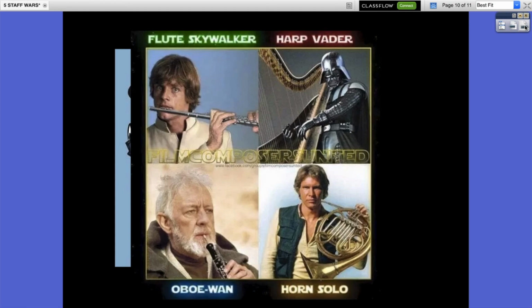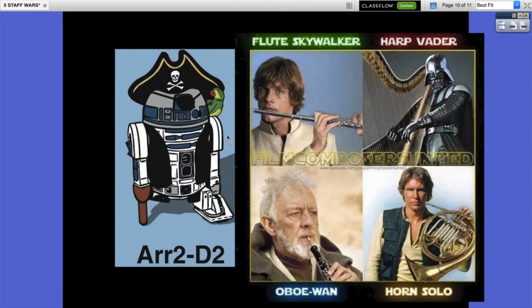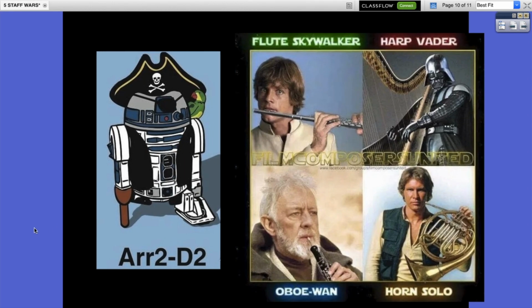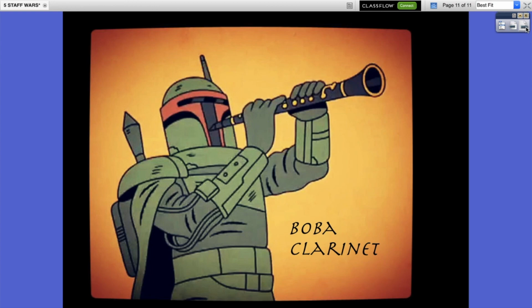Favorites. First, we've got Flute Skywalker instead of Luke Skywalker, Harp Vader instead of Darth Vader, Obi-Wan Kenobi instead of Obi-Wan Kenobi, and Horn Solo instead of Han Solo. This one's not music related, but I just thought it was cute because when you dress up R2D2, does he say R2D2? Good one. And last is Boba Clarinet instead of Boba Fett. I thought those were pretty funny.